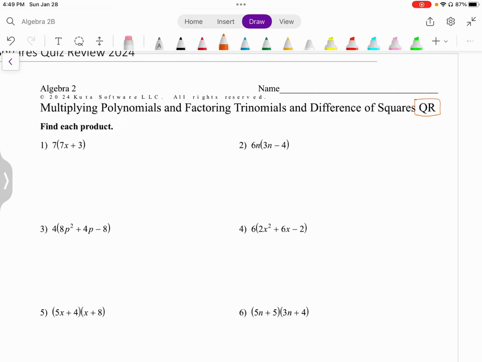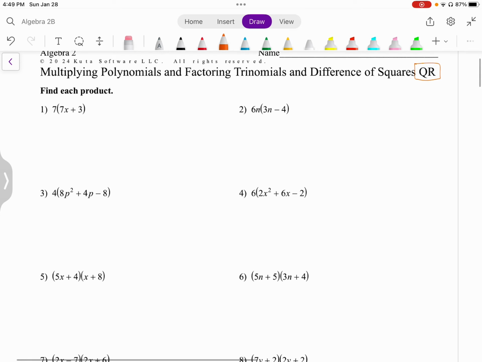So here we go. I'll probably just be doing mostly some of the even ones. So let's start with number 2. The directions for the first several questions, probably about half the questions, is find each product. So we're going to be multiplying. All we do here is use distributive property. So 6n times 3n is 18. 6 times 3 is 18. N times n is n squared. And then we have a minus sign, so minus 6 times 4 is 24.